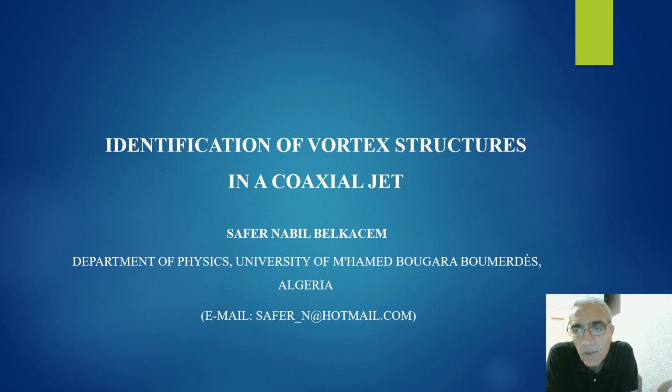Identification of vortex structures in coaxial jets. This work examines some methods used to identify vortex structure in a coaxial compressible jet flow, simulated by the 3D LES model. The delta criterion, lambda 2 criterion, Q criterion, and omega criterion methods are considered among the most common local Eulerian vortex identification methods based on the local point analysis of the velocity gradient.